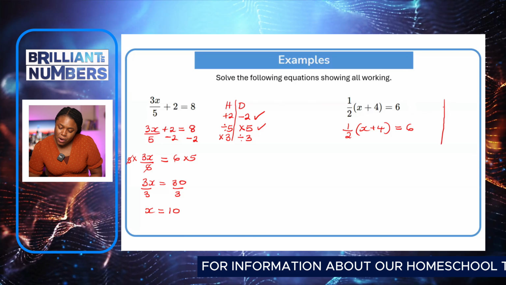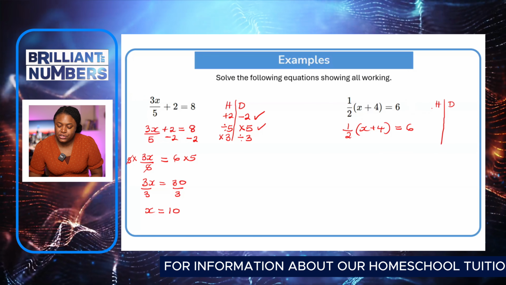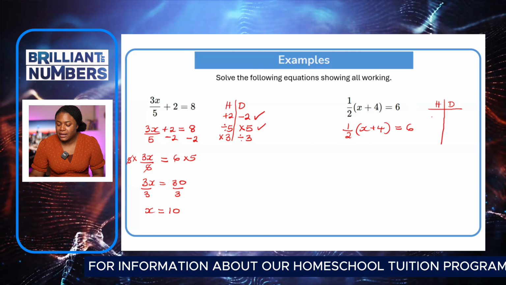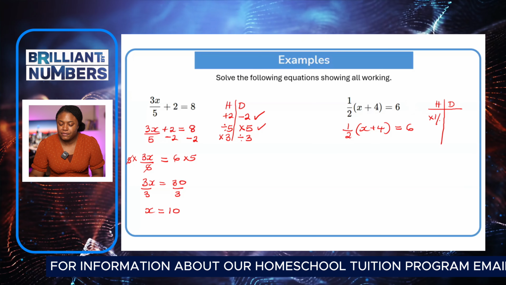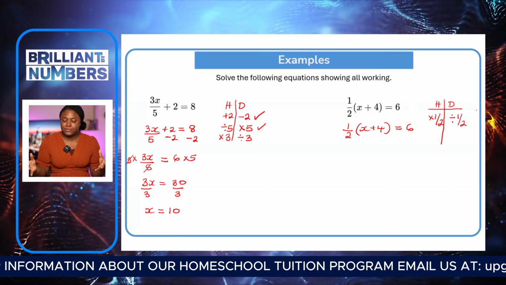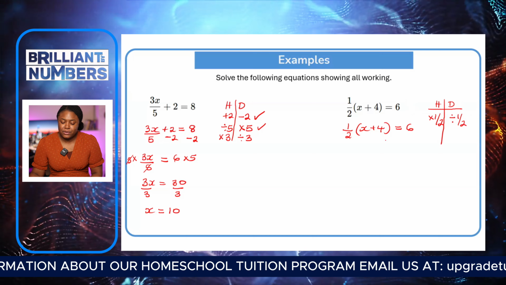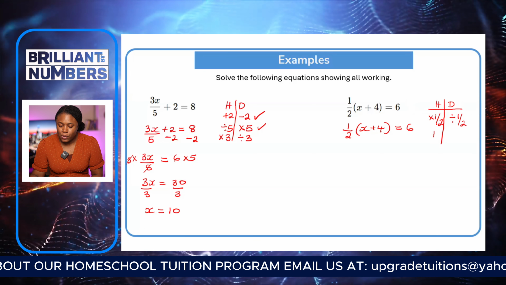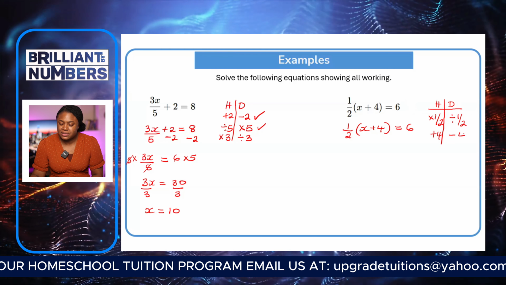So let's write down what we've got in the question and what we need to do. So we have a multiplication by 1/2. So times 1/2, we're going to need to divide by 1/2, which we could write as 0.5 as well. Then we've got in bracket here an addition of 4, so we're going to need to subtract 4.